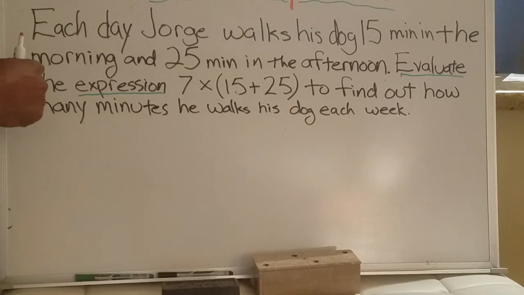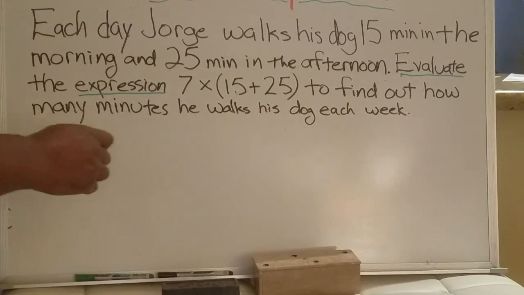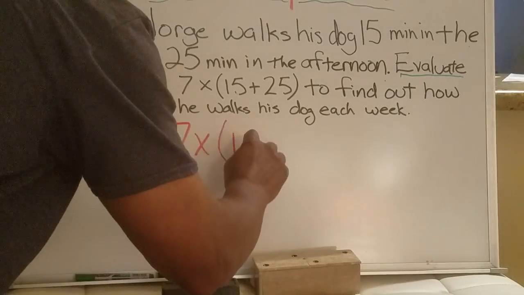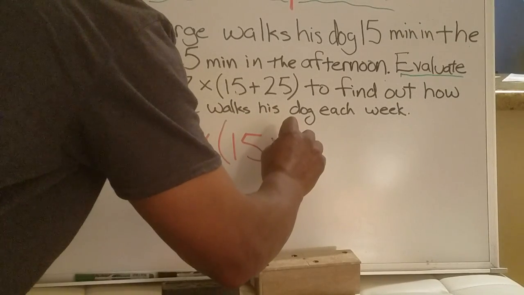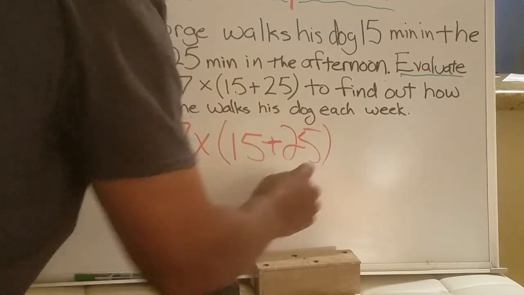The first thing is, it says evaluate this expression right here, and I'll write this expression down. 7 times (15 plus 25).